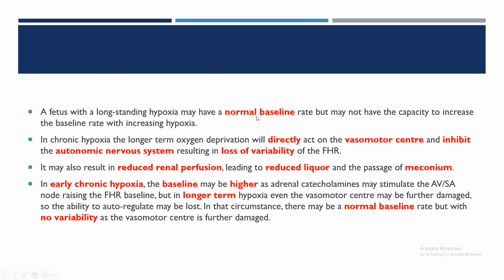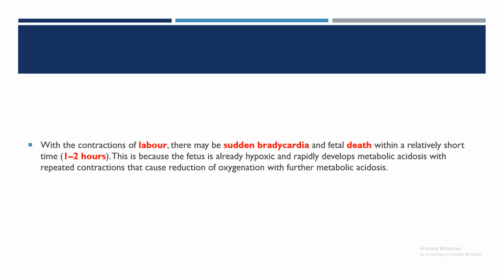What happens here is first there will be normal baseline heart rate, but the baby does not have capacity to increase the baseline heart rate because it has long-standing hypoxia, and there will be long-term oxygen deprivation which acts directly on the vasomotor center, and that will cause loss of variability. Also there will be reduced renal perfusion, reduced liquor, and also passage of meconium. So basically variability is the basic feature of this long-standing hypoxia. Reduced variability or almost absent variability.